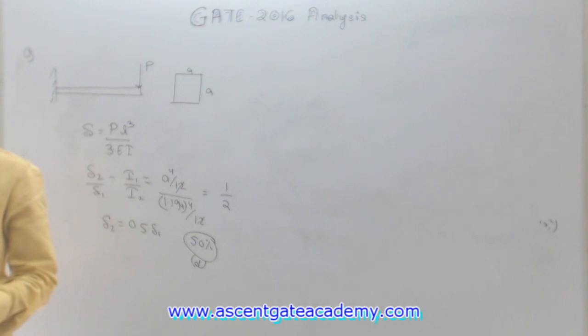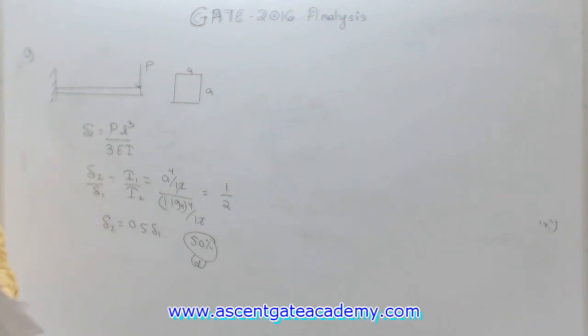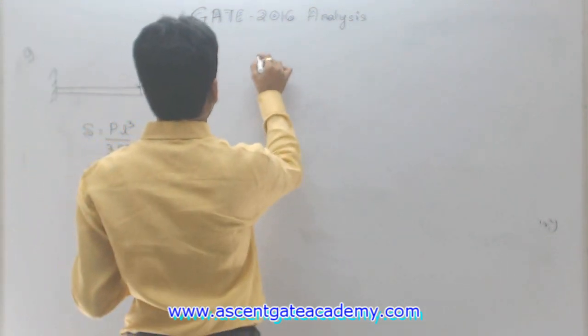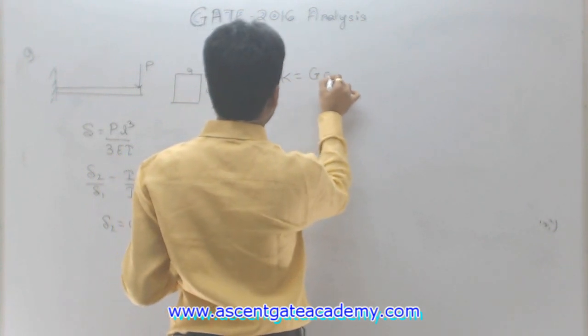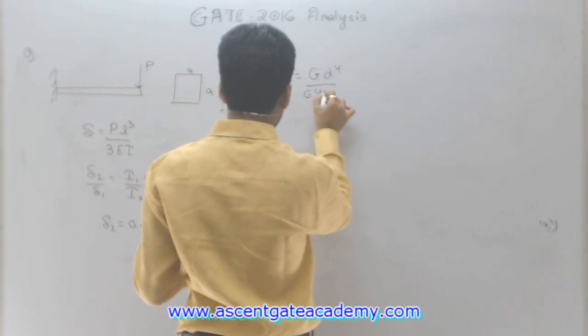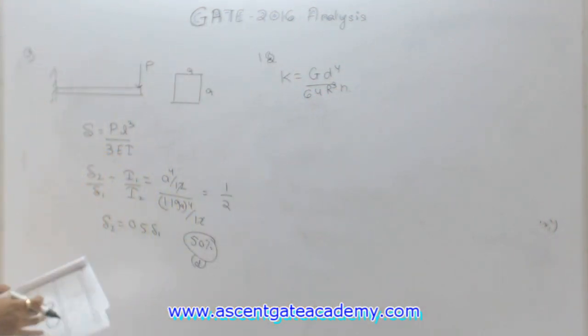Getting this? Okay, next question, question number 12. The spring constant of a helical spring does not depend on. Now, spring constant of a helical spring, if I look at the formula, the spring constant K is equal to G d raised to power 4 upon 64 R cube N. Okay, now just look at the options.